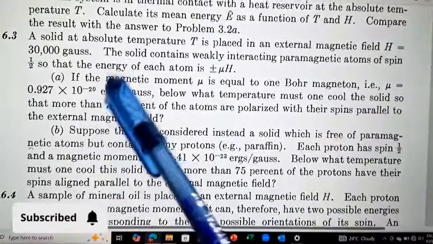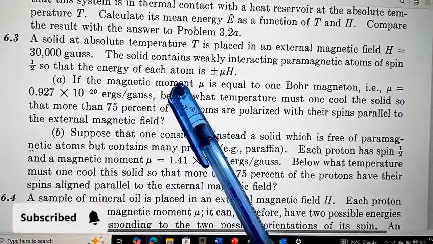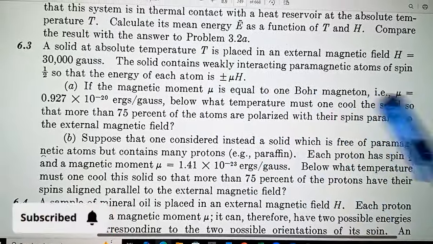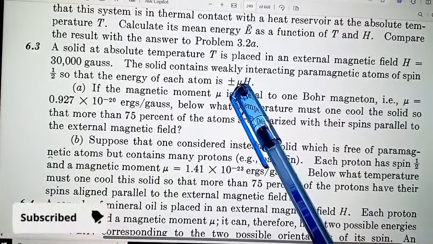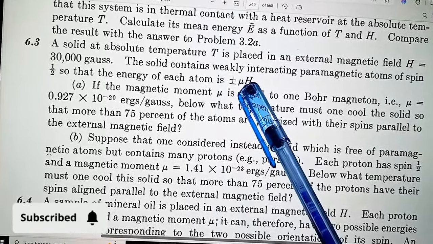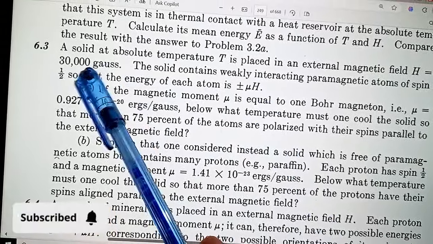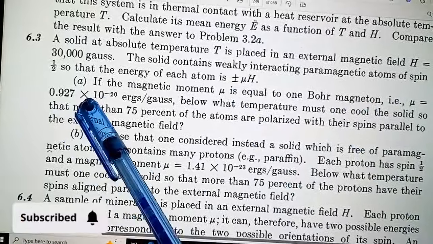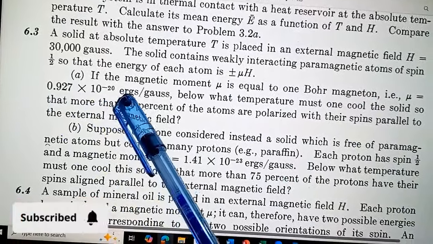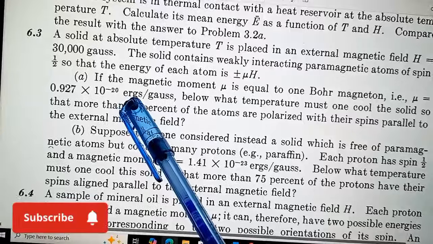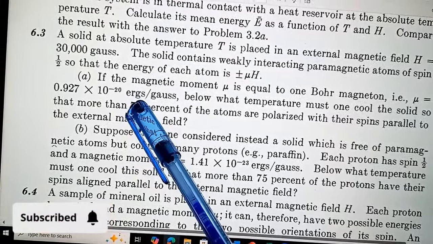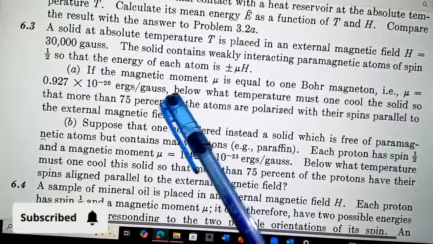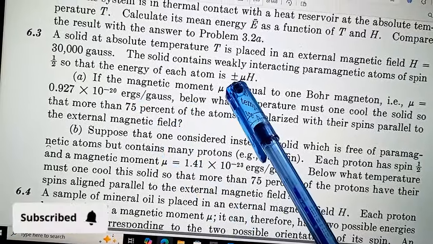In part A they are saying if the magnetic moment mu is equal to 1 Bohr magneton, that is mu equals, they have given us the value of mu. Now we know the value of H, which is 30,000 gauss, and mu is also given, which is 0.927 multiplied by 10 to the power minus 20 ergs per gauss. Ergs is a unit of energy, but we have the standard unit joule. We'll convert it into joule later. But we are given mu and h.